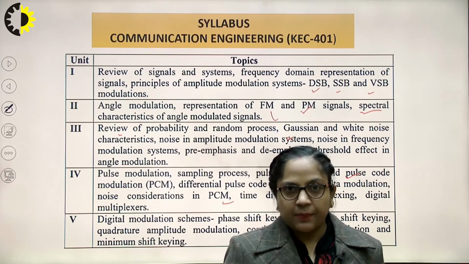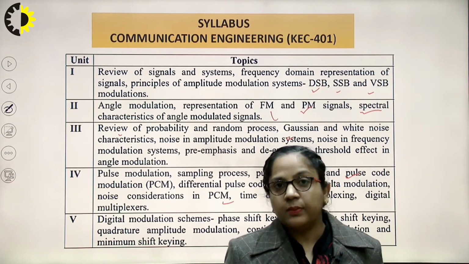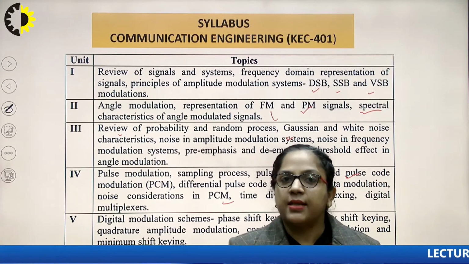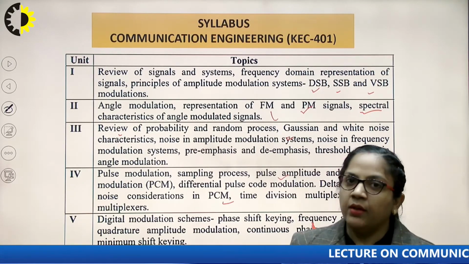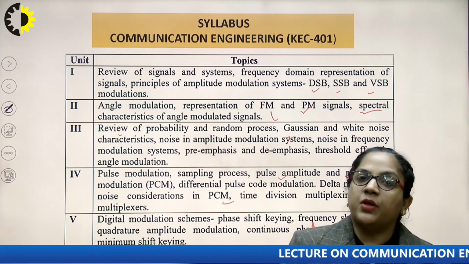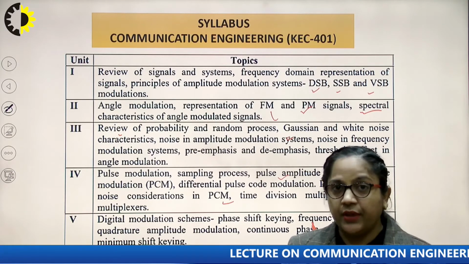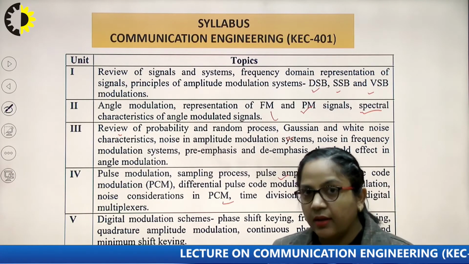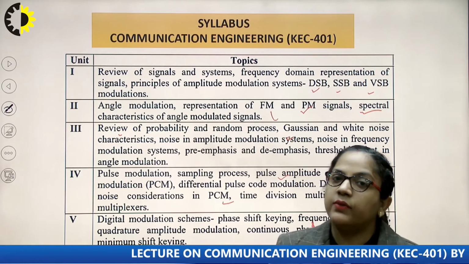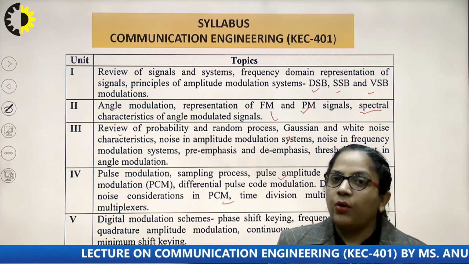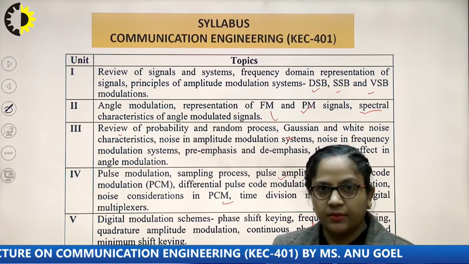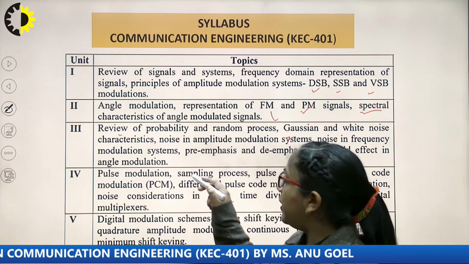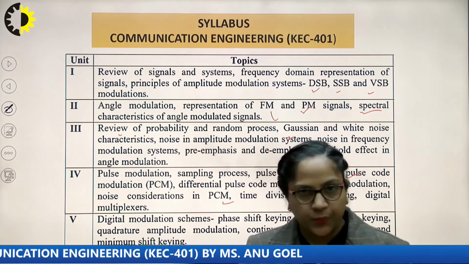After performing the sampling, we have to perform quantization, that is the second step to convert an analog signal into a digital signal. But that's not enough. After performing sampling and quantization, we also have to do the encoding. After performing the encoding of the quantized data, now I can say my analog signal is converted into a digital signal. So all this we will understand in unit 4.